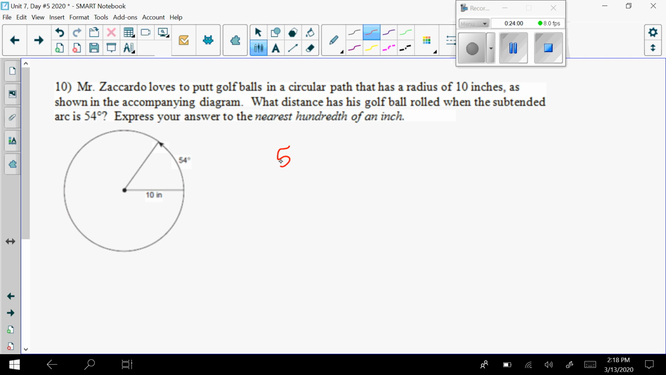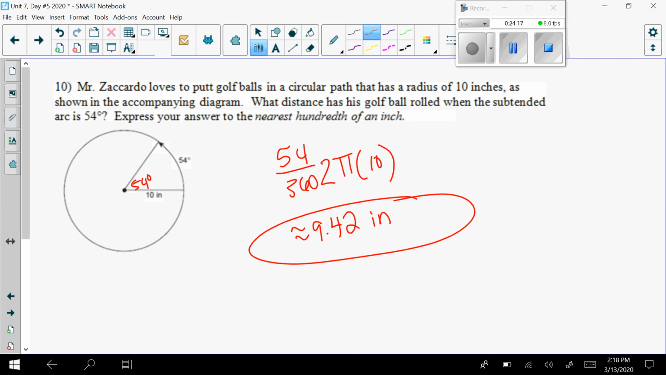And this one you should have done n over 360 times 2 pi r. You could have converted to radians and used s equals r theta. Again, as I mentioned before, converting is more for the future. I always just go with what I have here. If I'm given degrees, then I go with degrees. So that should have been your answer there. Okay, yay, good work, you guys.